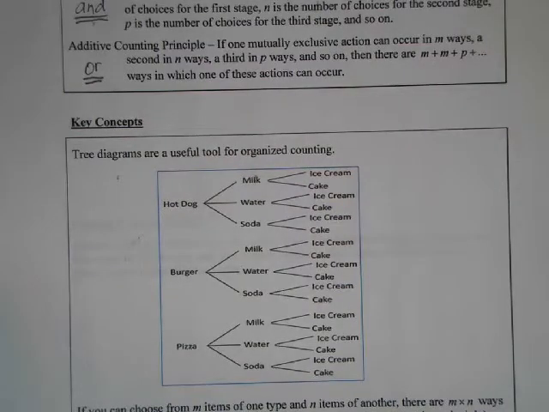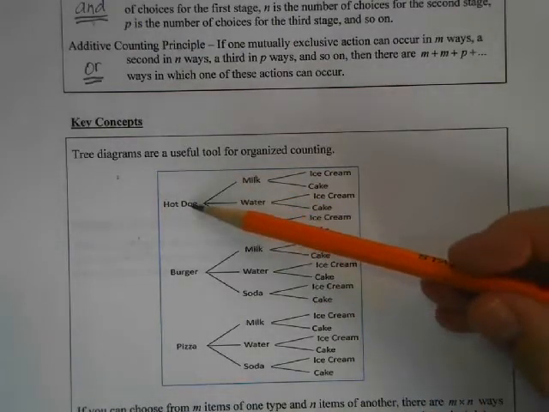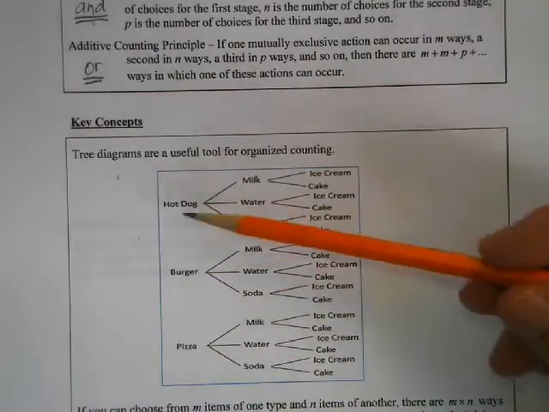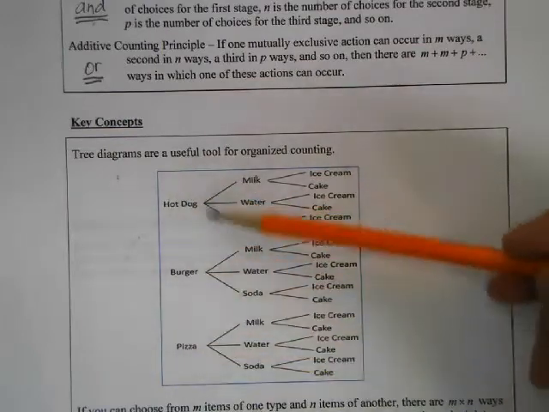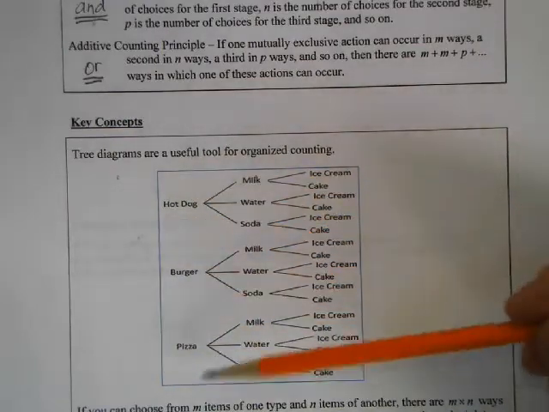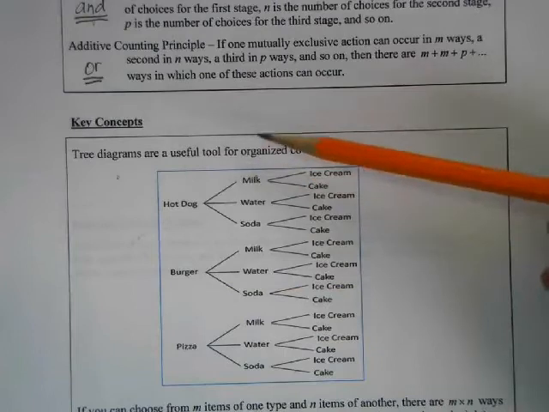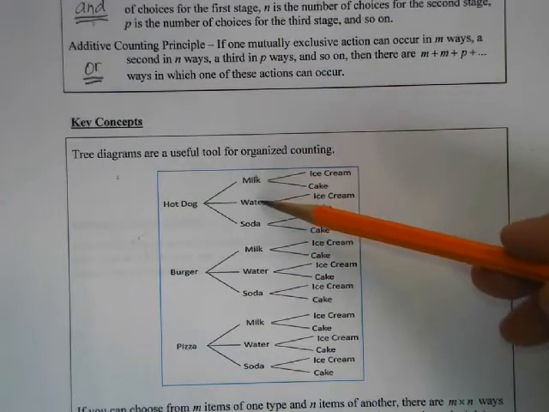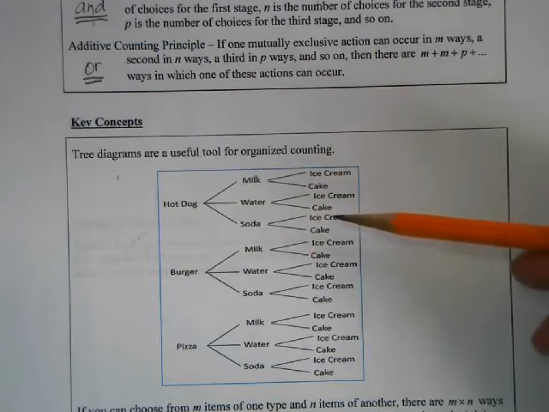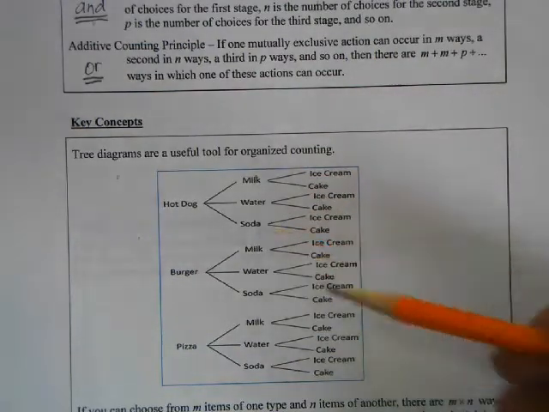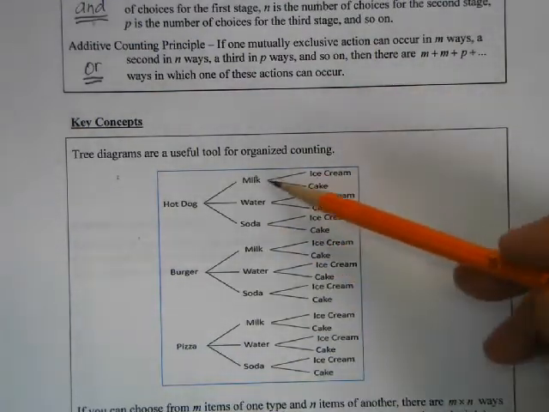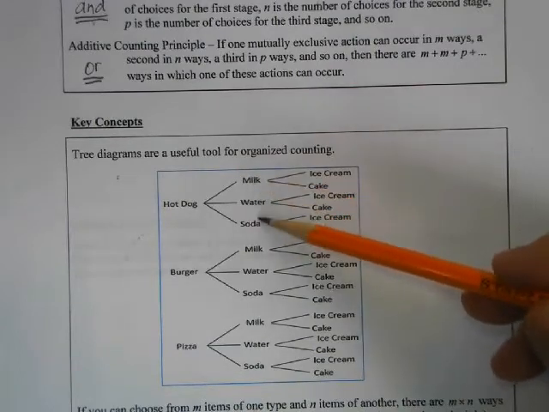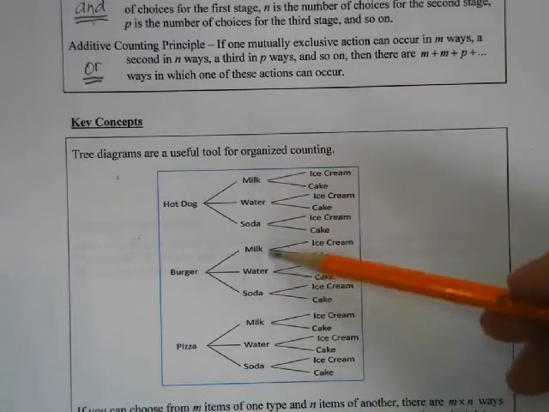So for the main part of your meal, you have a choice between a hot dog, a burger, or a pizza. Okay, so I've got three choices for my entree, if you want to call it that. For a drink, I've got three choices as well. I can choose milk, water, or soda, or as we say in Canada, pop or soft drink. So you can see I've got the same three choices for hot dog, burger, and pizza.